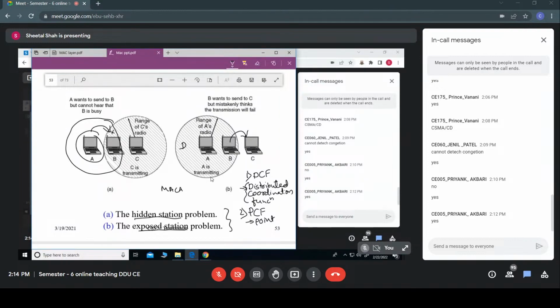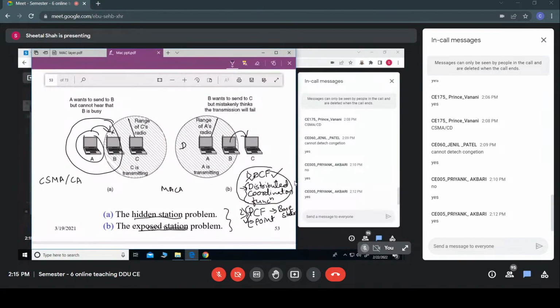By the name itself, you can make out that this is distributed, that means it is not central. Whereas the point coordination function uses a base station. That means there is some station which takes care of the stations in its own region. Now, all implementations must support DCF, but PCF is optional. Some implementations may support PCF or some may not, but it is compulsory that all implementations support DCF.